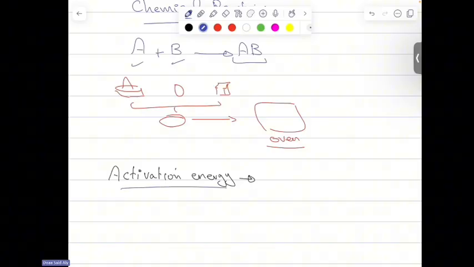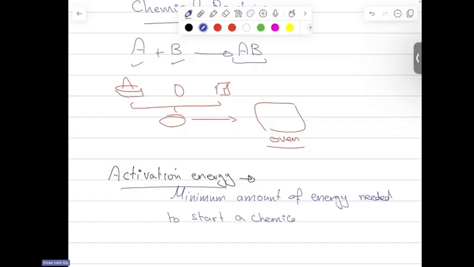But activation energy is the minimum amount of energy needed to start a chemical reaction.